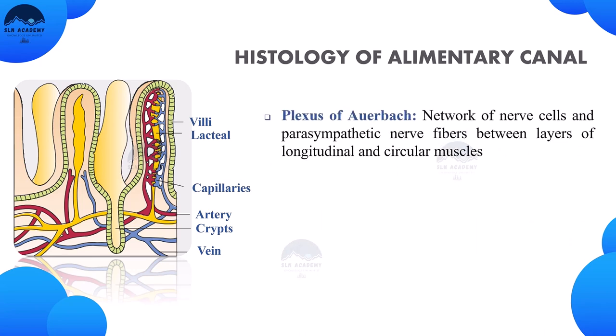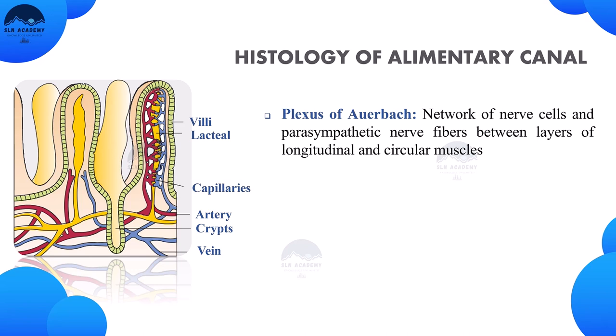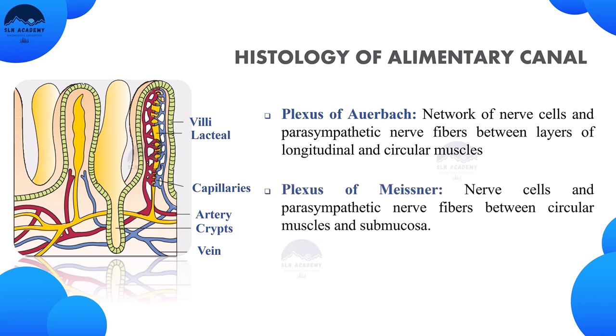Plexus of Auerbach is a network of nerve cells and parasympathetic nerve fibers between layers of longitudinal and circular muscles. Plexus of Meissner are nerve cells and parasympathetic nerve fibers between circular muscles and submucosa.